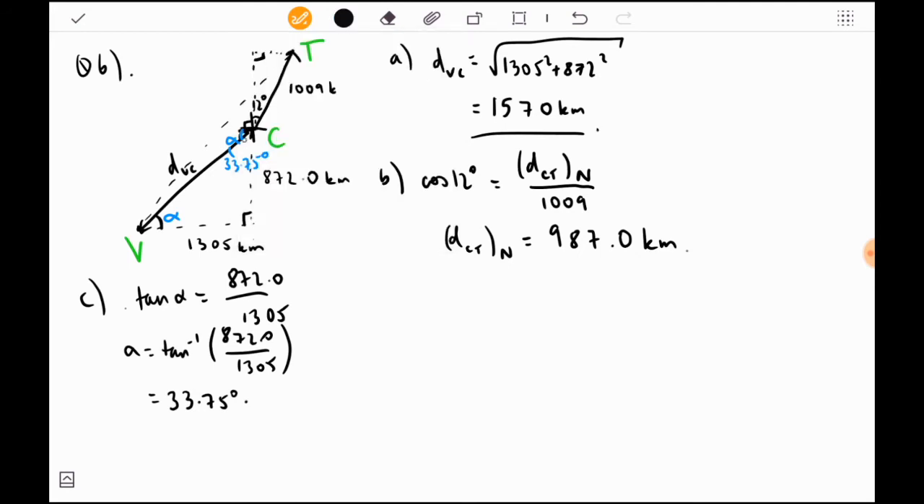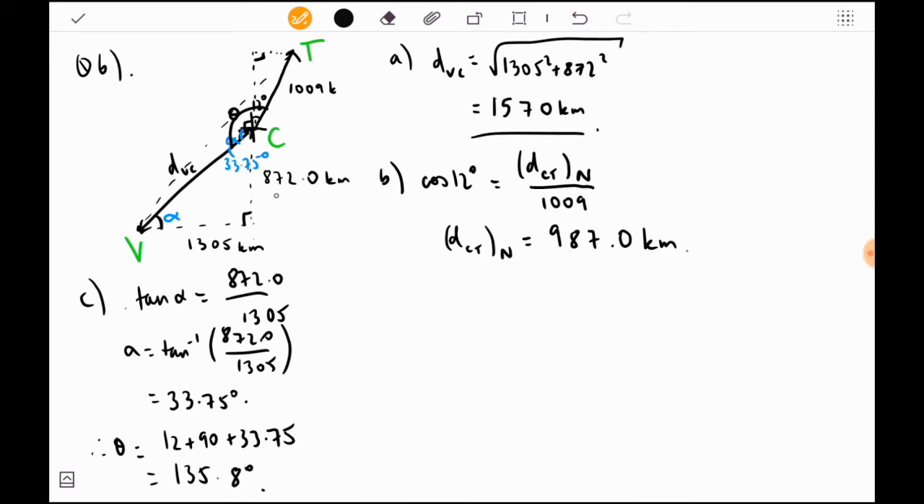So that means if this is 33.75, this is 90, this is 12, then this big angle here, which I'm going to call theta, is equal to 12 plus 90 plus 33.75, which is equal to 135.8 degrees. Okay, so now I can use the cosine rule to find this side here.